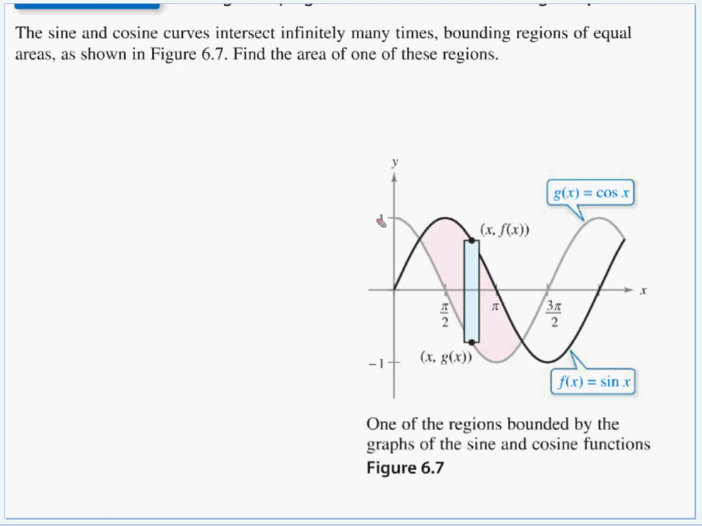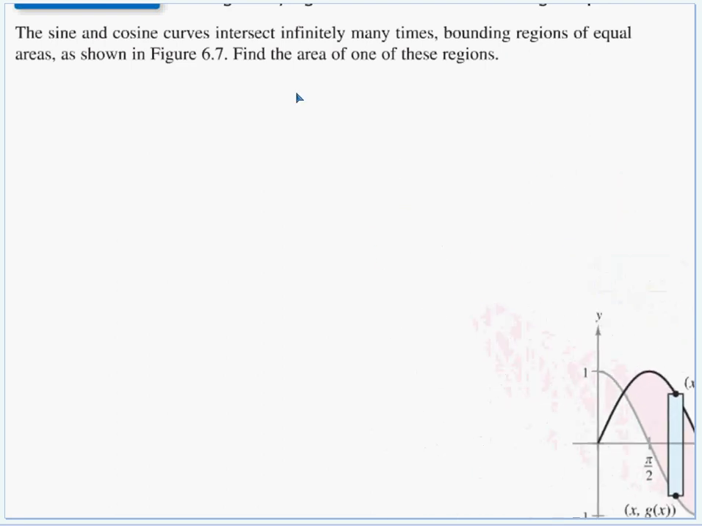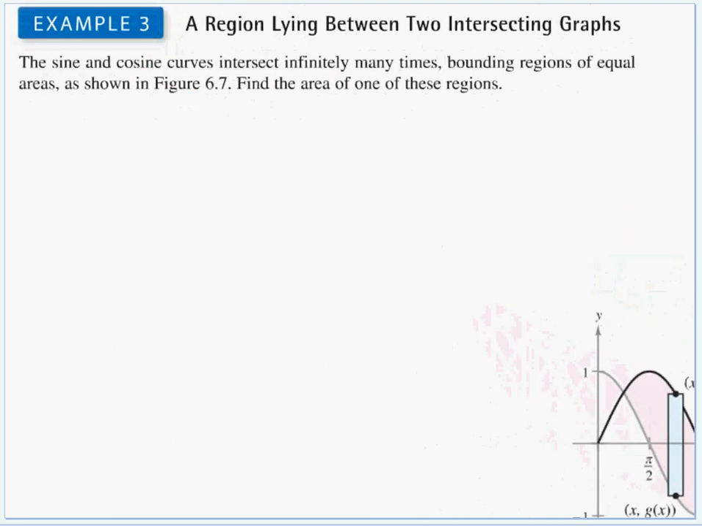But first, we need to figure out where they intersect. If you look at this graph, we hit here. That's going to be somewhere here on the x-axis, and also here on the x-axis. So we need to ask ourselves, and this would be real easy if you have a unit circle sitting in front of you, we need to find those intersection points. So where is sine x exactly the same as cos x?